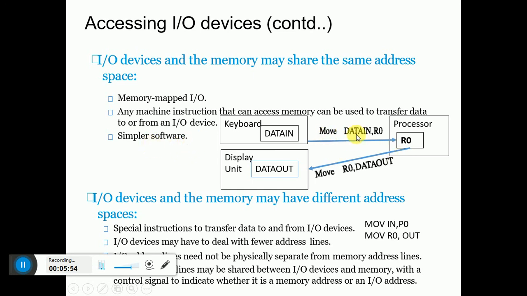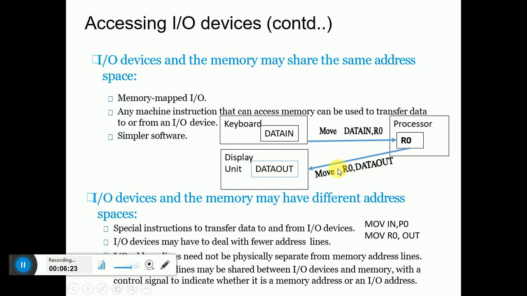For example, Move data in R0. If I want to read some data in a register of the keyboard and transfer this data from the register to R0, I give the command Move data in R0, so all the data in the data in register will be transferred to R0. That's why I have created this kind of arrow and written this command here.